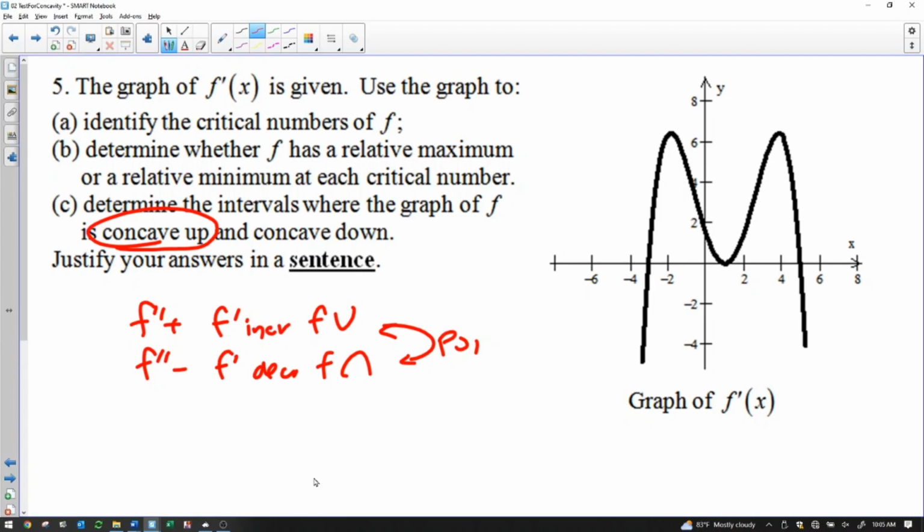F prime is increasing. Isn't that the curve I have, the F prime curve? Can you go look at the F prime curve and tell me the intervals where F prime is increasing? Where is F prime increasing? Jot it down on your paper. Where is F prime increasing? Because that's where F is concave up.